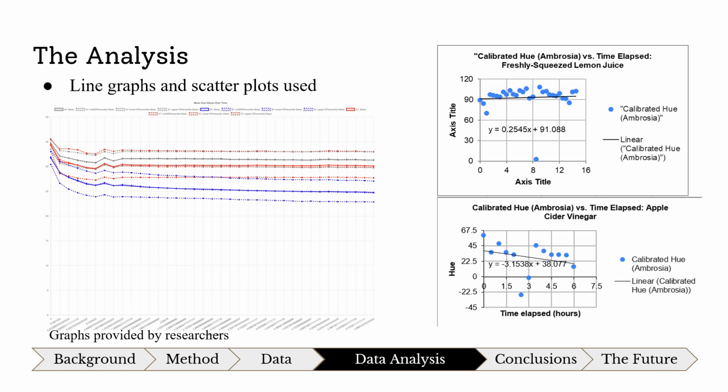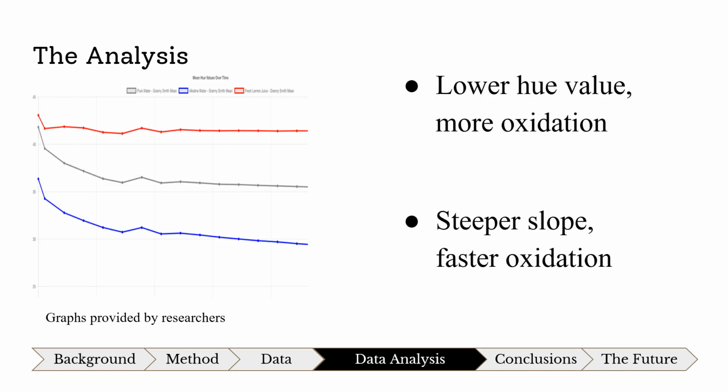From this data, we can see a few trends using line graphs and scatter plots. Here are 3 of them. Shown here are the changes in hue with manually inputted HSL values as well as mean value of hues over time. As the hue lowers, the graphs indicate a stronger oxidation over time, especially over the first several hours. A steeper slope indicates a faster oxidation.